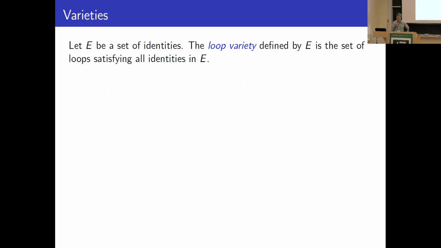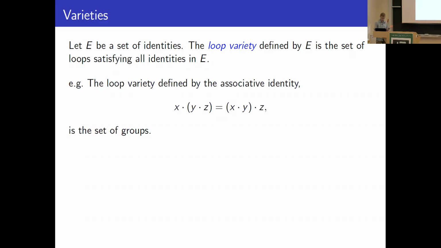varieties. So a loop variety means I write down some identities, some equations, if you like, and I ask which loops satisfy these equations. And to make that a bit more concrete, if the identity that I chose to write down was the associative identity, then the loop variety that satisfied that would be the set of groups. Okay, something you can relate to. So you just write down identities like that and say which loops satisfy them.